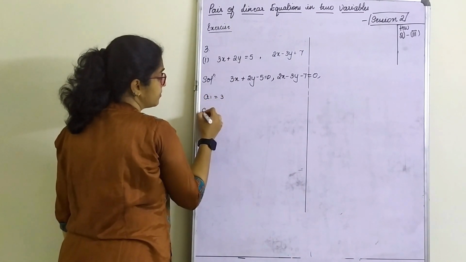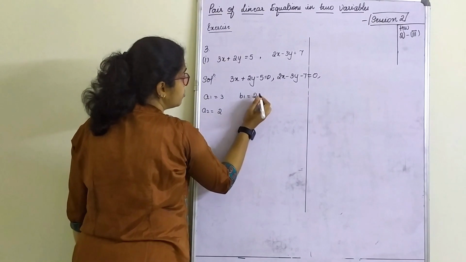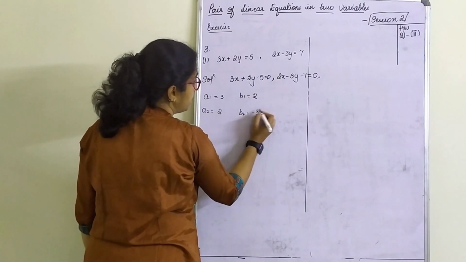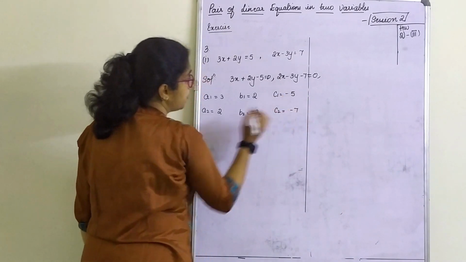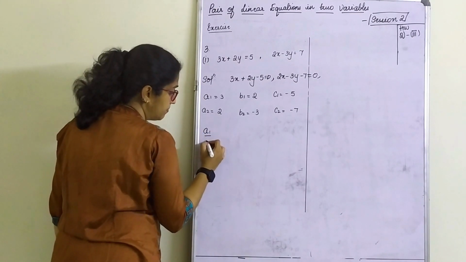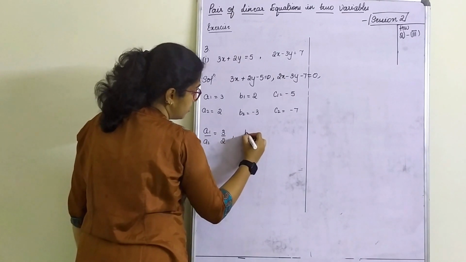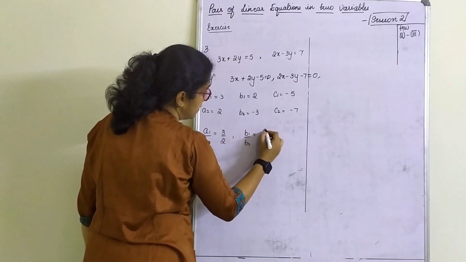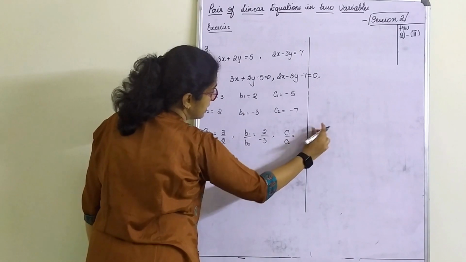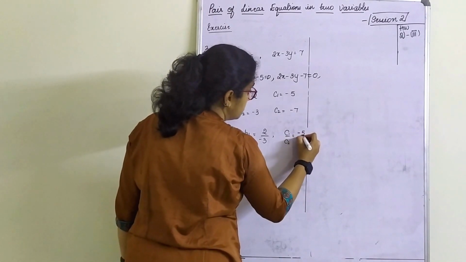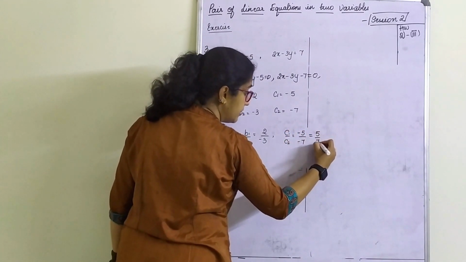A1 is 3. A2 is 2. B1 is 2. B2 is minus 3. C1 is minus 5. C2 is minus 7. A1 by A2 is nothing but 3 by 2. B1 by B2 is nothing but 2 by minus 3. C1 by C2 is equal to minus 5 by minus 7. Minus and minus will get cancelled. Answer is only 5 by 7.